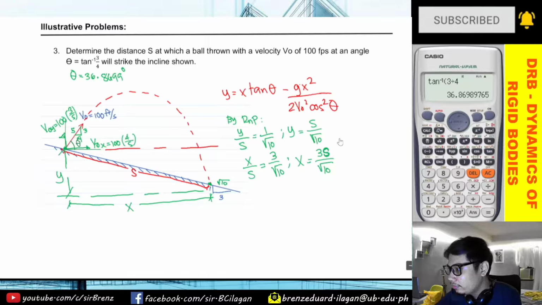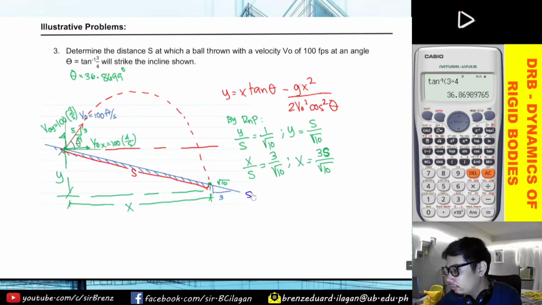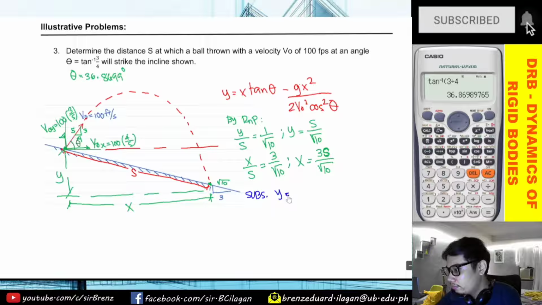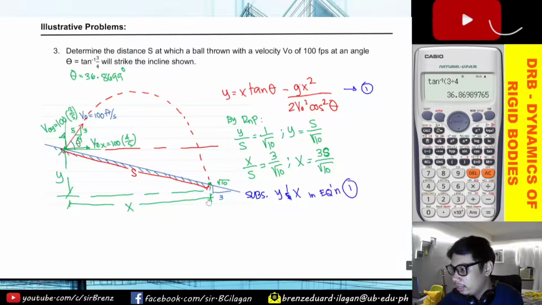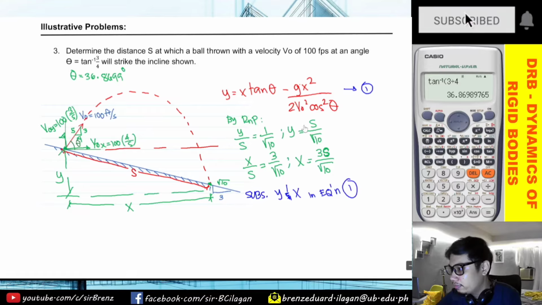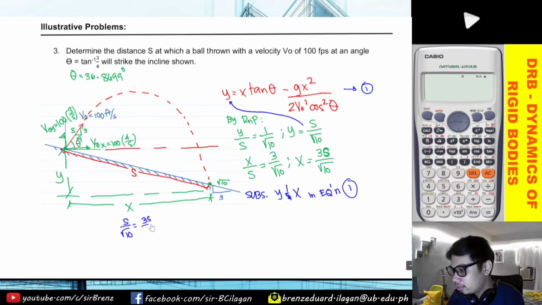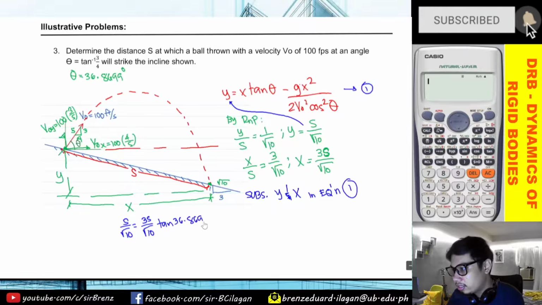Okay? So, substitute. Napakakulay ng ating solution. Substitute y and x in equation 1. Or our formula will now become, so ito nga, dalhin mo dun sa equation 1 natin. So our new equation will become, so y nga, so this is s all over square root of 10, and then equals to x na 3s all over square root of 10, and then tangent of theta na 36.8699, and then minus ang g.